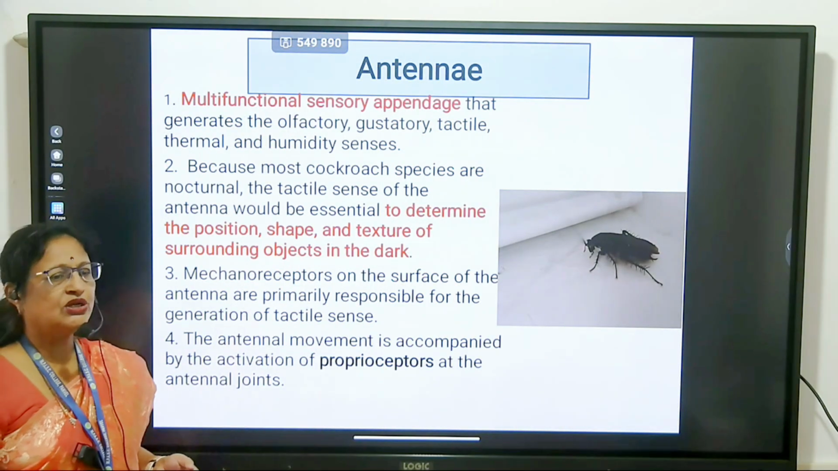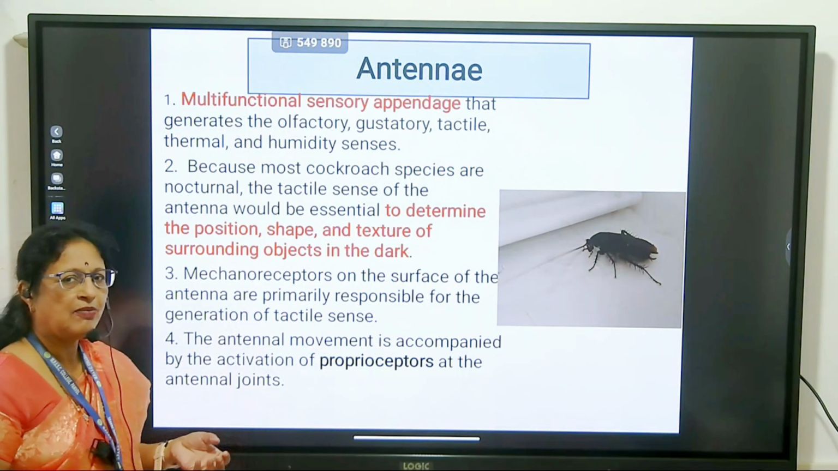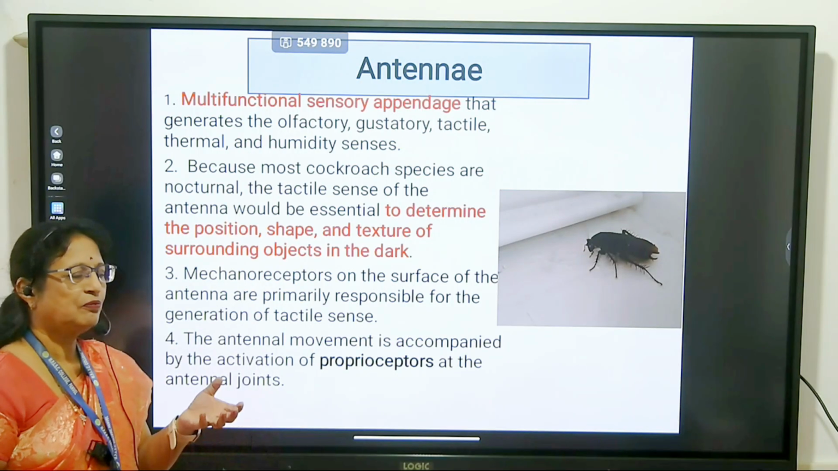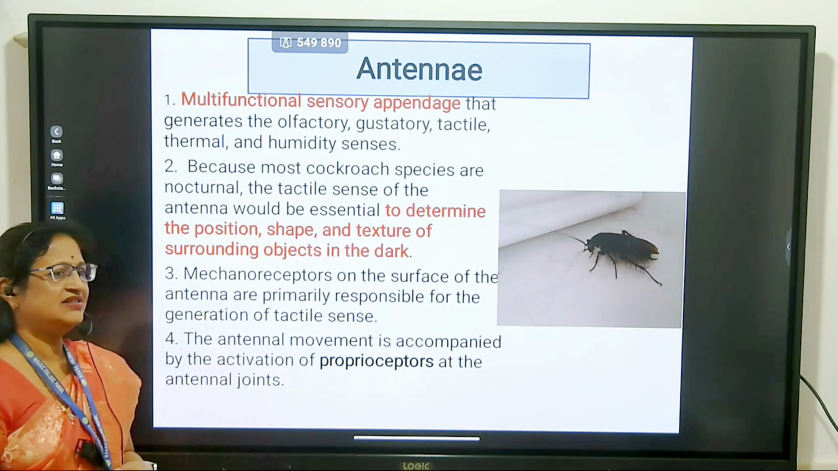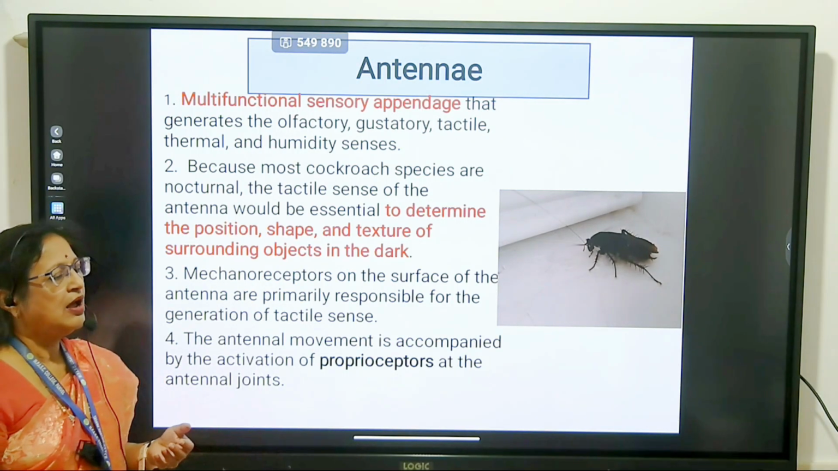During the next lecture, we are going to study the next morphological part, that is the thorax, and then the abdomen.